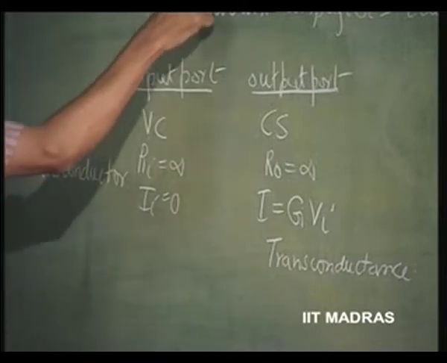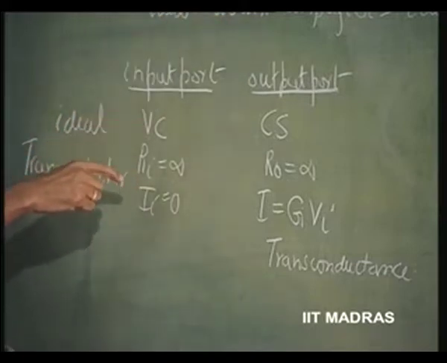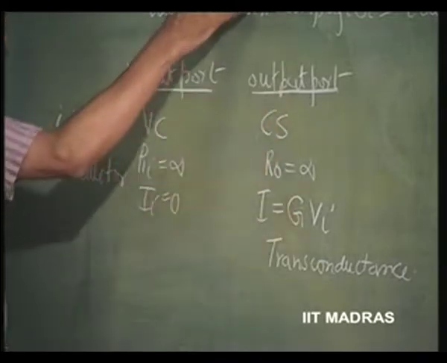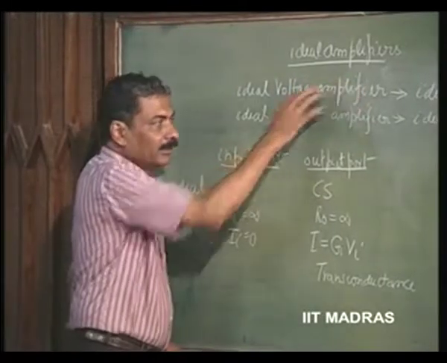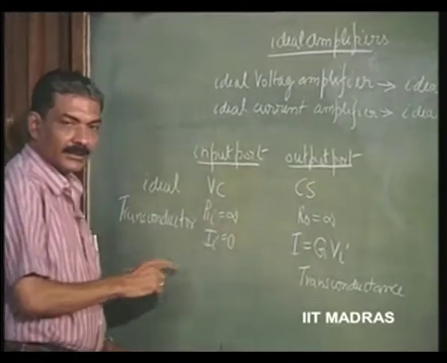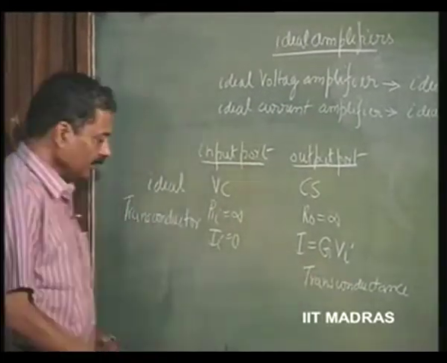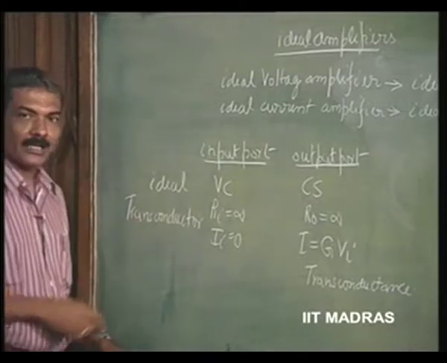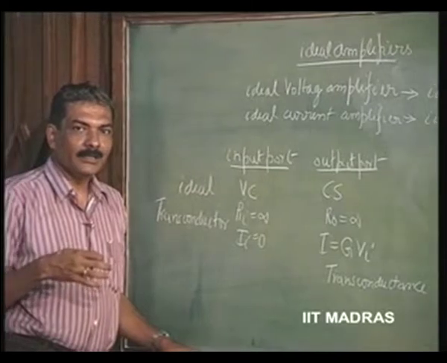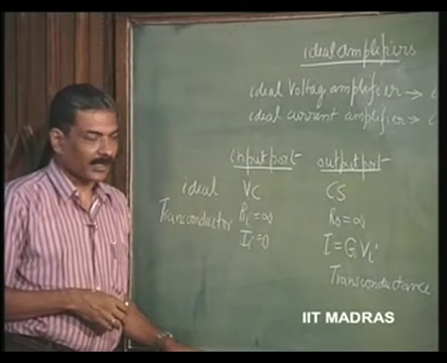As against the voltage amplifier, where the forward transfer parameter from input to output was voltage gain, in the current amplifier it was current gain. In this case, it is transconductance. And this amplifier is called a transconductor amplifier, which is gaining popularity in present day integrated circuit designs.